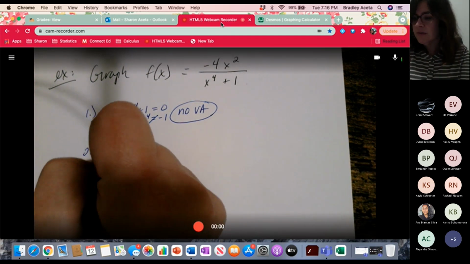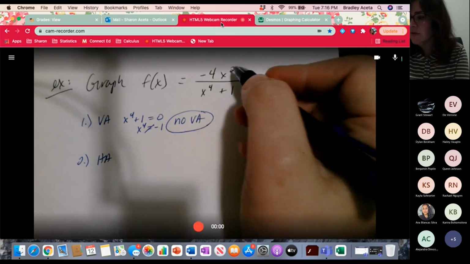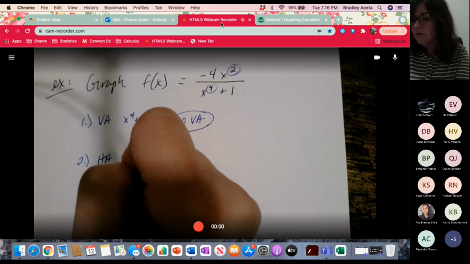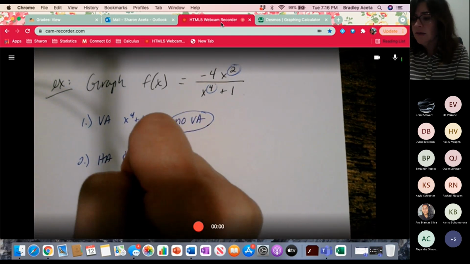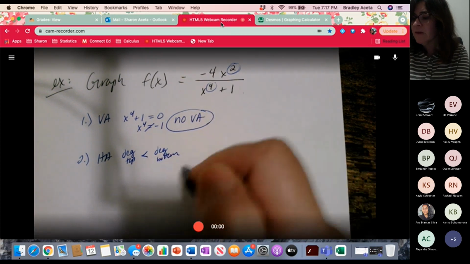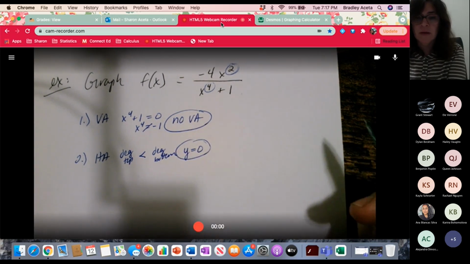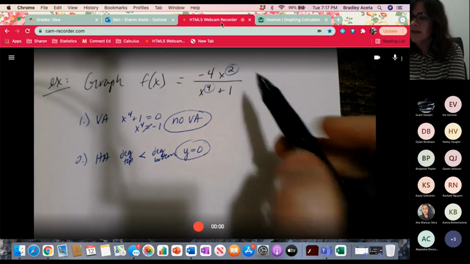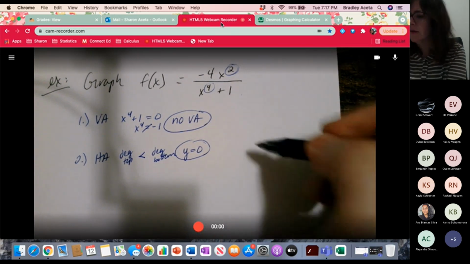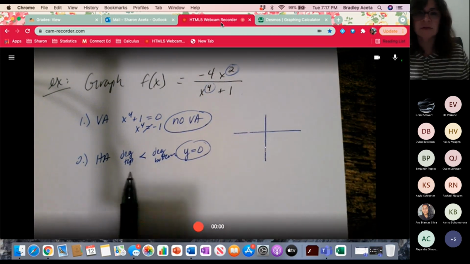What about horizontal asymptote? Horizontal asymptote is based on degrees. So the degree on top is 2. The degree on the bottom is 4. The degree on top is less than the degree on the bottom. So this one is y equals 0. But this one looks a little strange because I got this x to the 4th and x. I don't really have a parent function here. So I want to graph this.